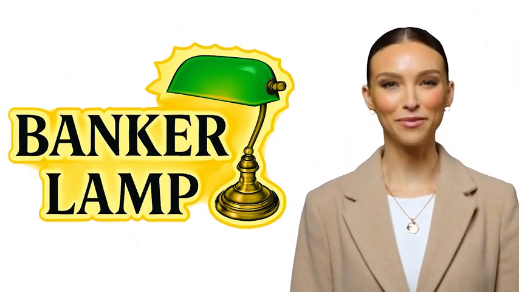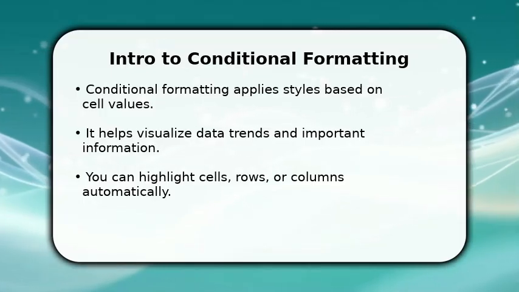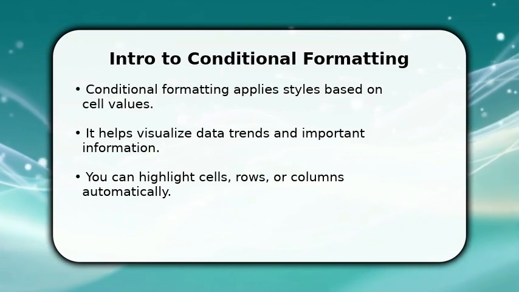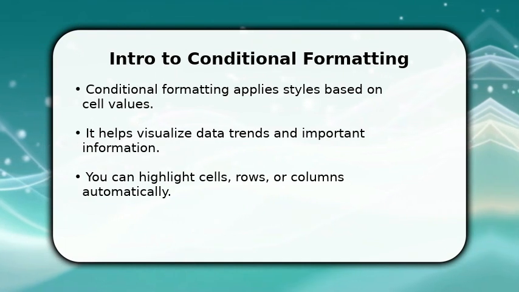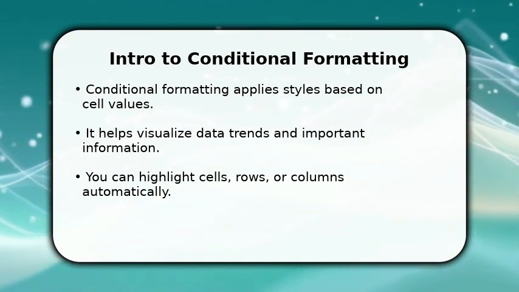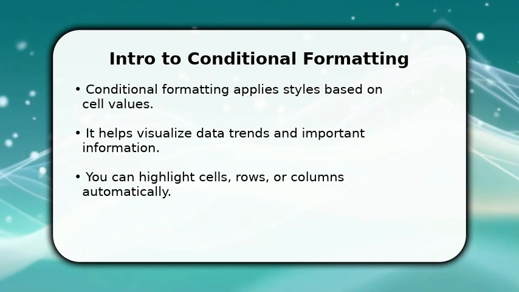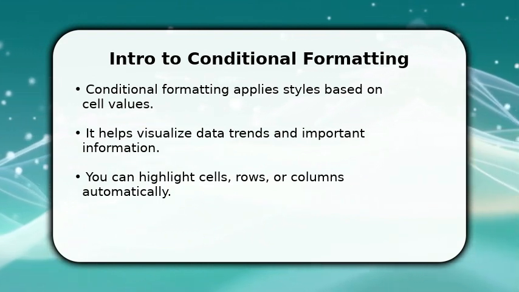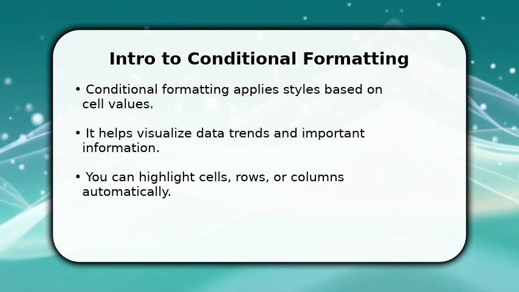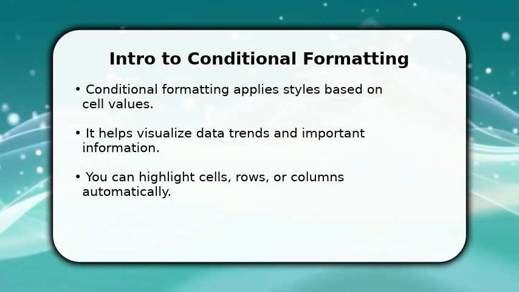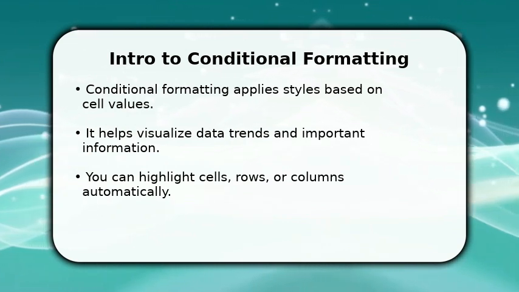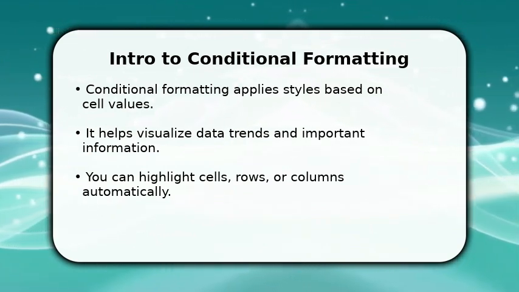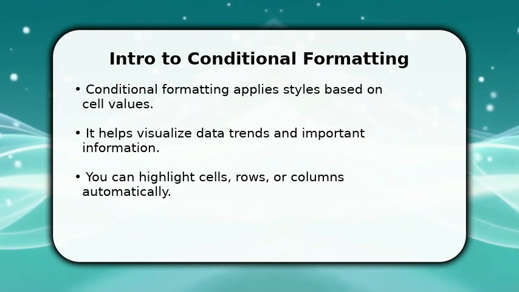Please enjoy the video. In this video, I will explain how to use conditional formatting in Google Sheets. This powerful feature helps you automatically apply formatting to cells based on specific criteria, making your data much easier to understand at a glance. You can highlight important values, identify trends, and quickly spot outliers without manual effort. It's a fantastic way to bring your spreadsheets to life and improve data visualization.